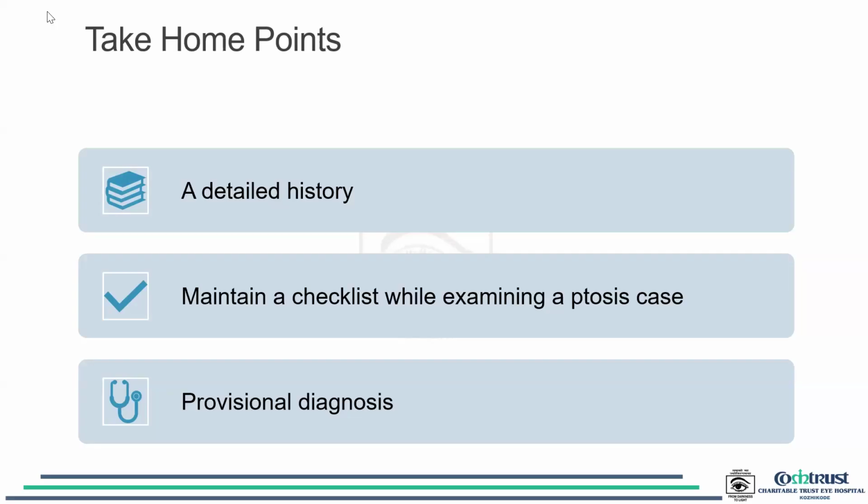And always, when you see a case, have a provisional diagnosis in your mind, and the diagnosis should mention whether it is unilateral or bilateral, what the likely etiology could be, what is the status of the LPS function, and also whether there are any other associated synkinetic movements that you need to be aware of, along with the condition of the Bell's phenomenon and any other predisposing ocular findings if you get.